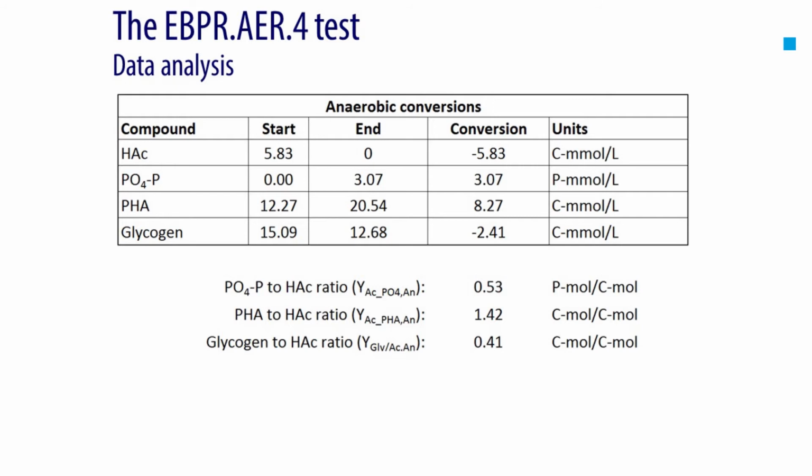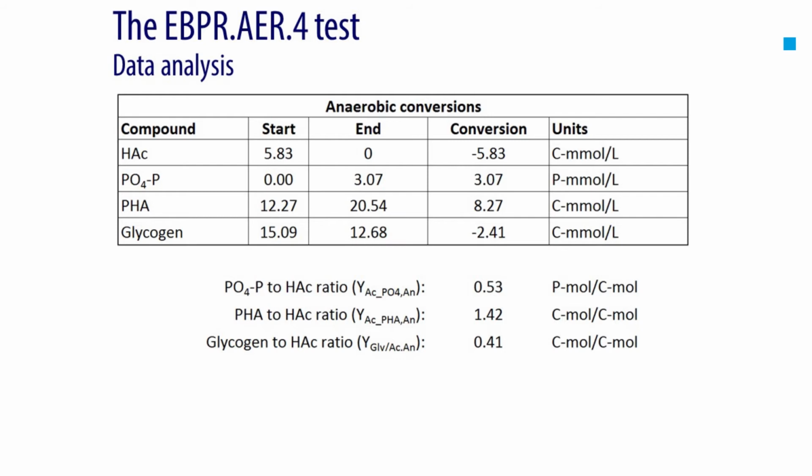Using the anaerobic conversion values, stoichiometric ratios such as the PO4-P to HAc, PHA to HAc, and glycogen to HAc can be computed by dividing the conversions of PO4, PHA, and glycogen by the HAc conversion value. Once they have been computed, these values can be compared to those displayed in Table 2.2.3 from the textbook. This is useful to assess whether the stoichiometric values are representative of EBPR cultures or not.